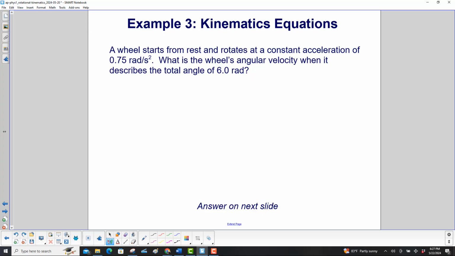A wheel starts from rest and rotates at a constant acceleration of 0.75 radians per second squared. What is the wheel's angular velocity when it describes a total angle of 6.0 radians?